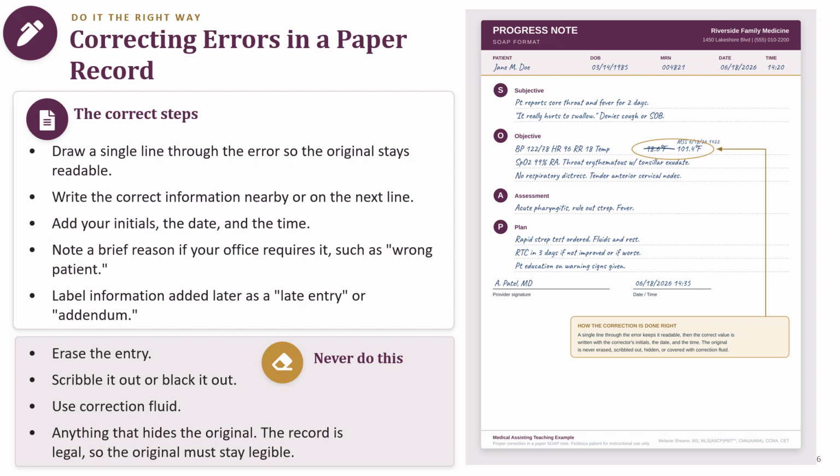If a chart shows signs that something was hidden or obliterated, it looks like someone was concealing a mistake, and that can destroy the record's credibility in court. The single line keeps everything honest. The original error and the correction are both visible. So let's see how this works on the electronic record.